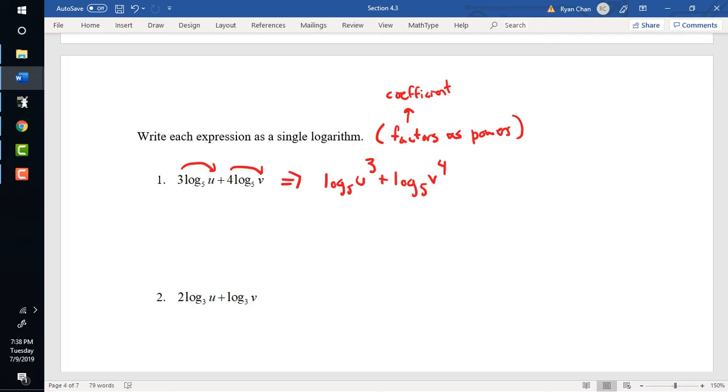Now, because I'm adding and they have the same base and I don't have a number in front, I can multiply them together. So this ends up being log base 5 of u cubed times v to the 4th, okay? And then you can put parentheses. It's not necessary, but it shows that they're one unit.